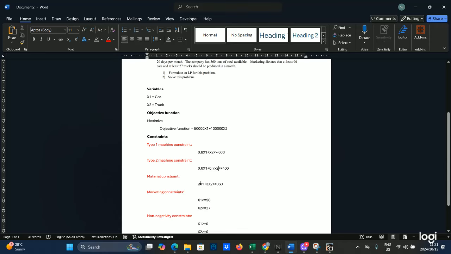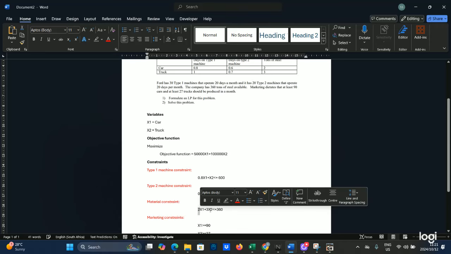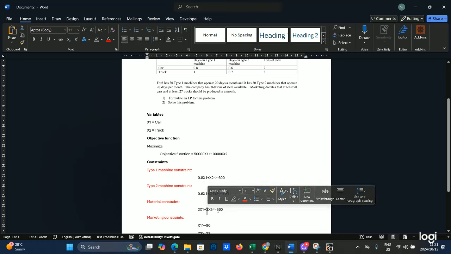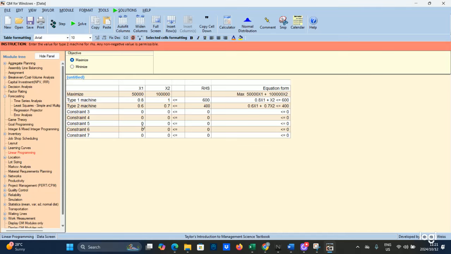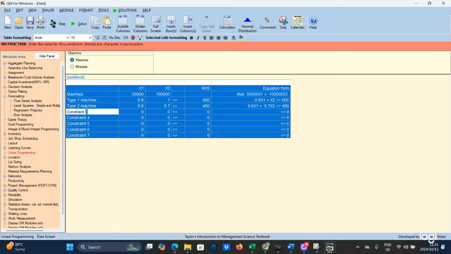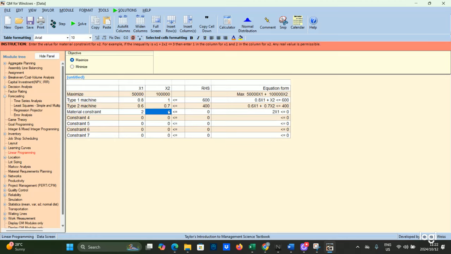Now our material constraint: to produce, the car requires 2 tons and the truck requires 3 tons, and we have a limit of 360 tons of steel available. So we're going to come here again and say this is our material constraint. Our car requires 2 tons of steel, and our truck requires 3 tons of steel, and we can't exceed the available steel that we have, which is 360 tons.